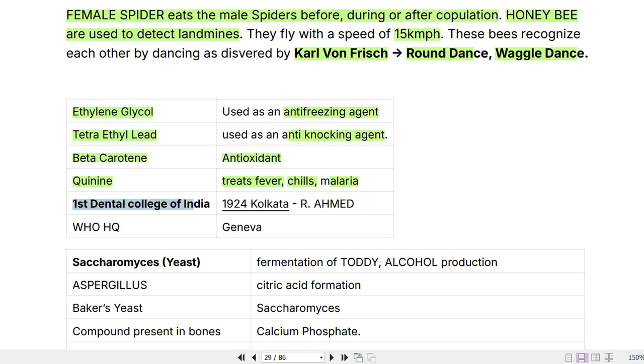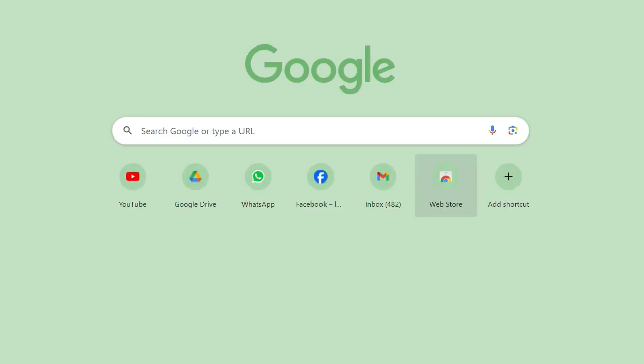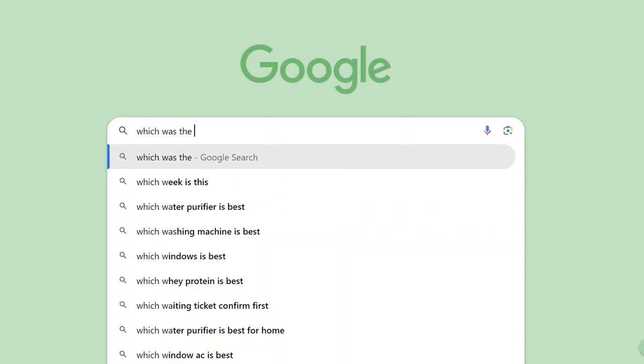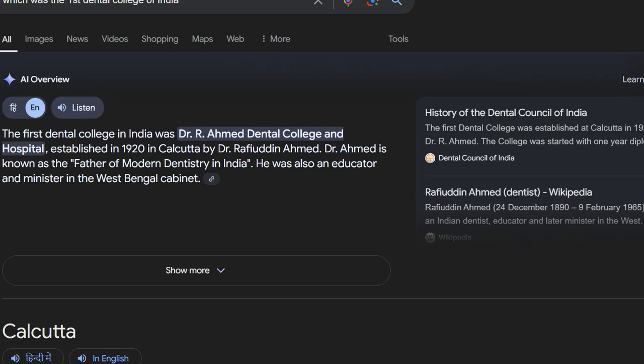Then the first Dental College of India was opened, I think in 1924, and the name was I think Rafi Ahmed. I'm not able to recall the first Dental College of India. I will ask, so which was the first? I think it is R.